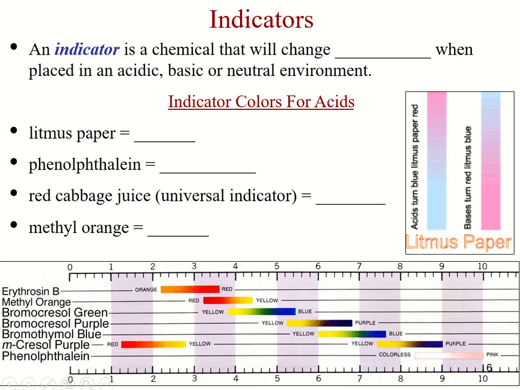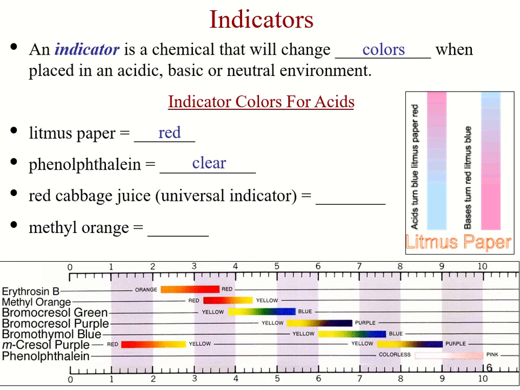All right, indicators are how we decide how acidic or basic something is. An indicator is a chemical that's going to change colors when it's placed in an acidic, a basic, or a neutral solution. You've probably used strips of pH paper, litmus paper. It turns red if it's acidic. Phenolphthalein will turn clear in an acid. It's hot pink otherwise.